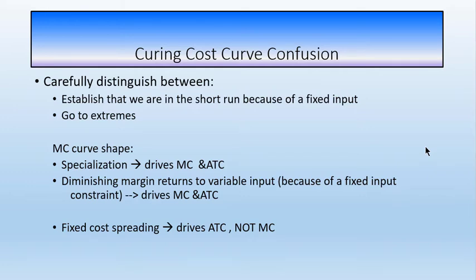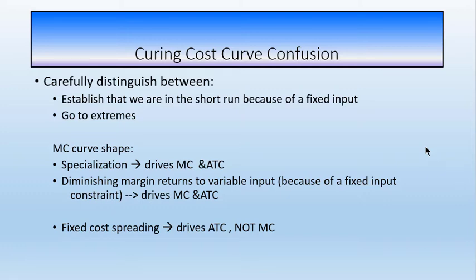And then there's a variable input that becomes more and more inefficient as you put more people into that same space. In this video, we'll go to extremes to untangle those cost curves that we've been looking at. You have a marginal cost curve, and there's various influences that affect the marginal cost curve, and it affects the average total cost curve. And how do you disentangle that? Well, this is what the video is about.